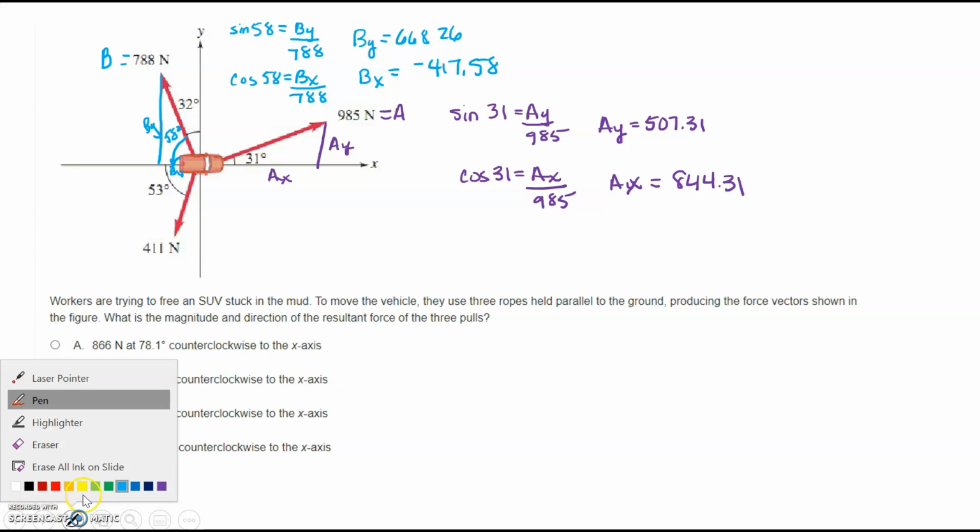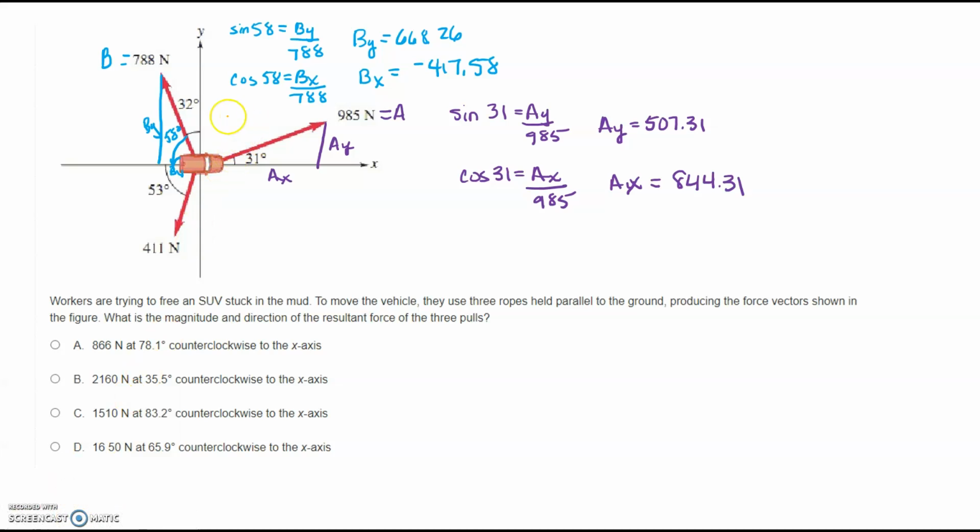Okay, and finally, let's use orange. I made C. So this is CY and CX, which is not the same as BX. Sine of 53 is equal to CY over 411. Cosine of 53 is equal to CX over 411. And for CY, I got negative 328.24. And for CX, I got negative 247.35. Now I can add them all up.